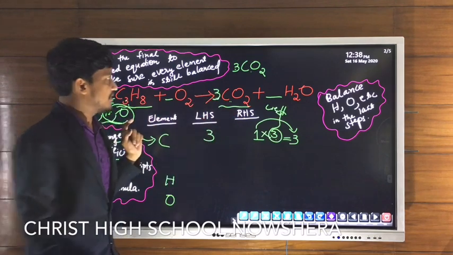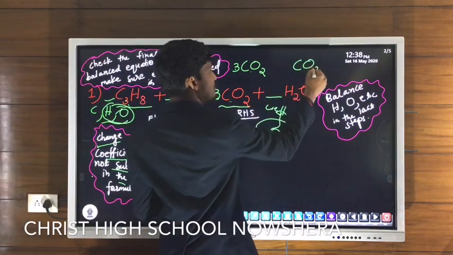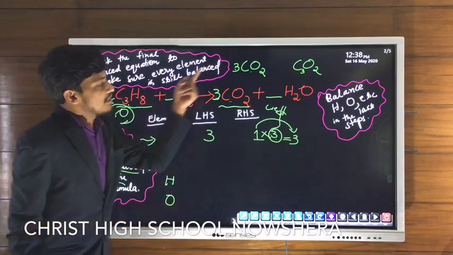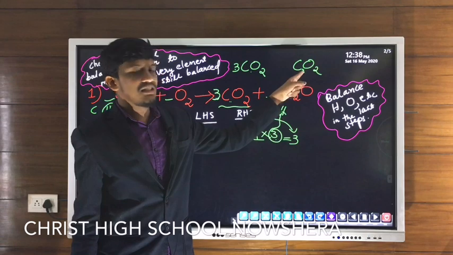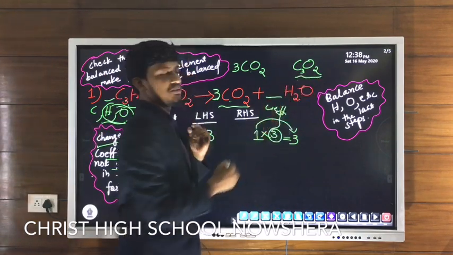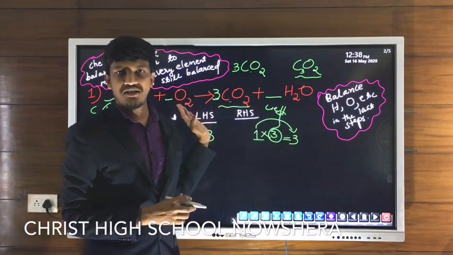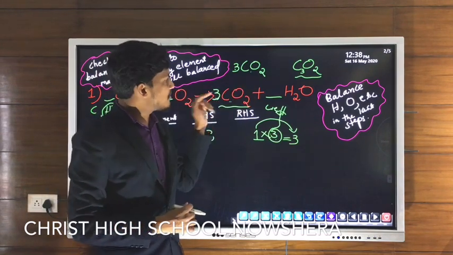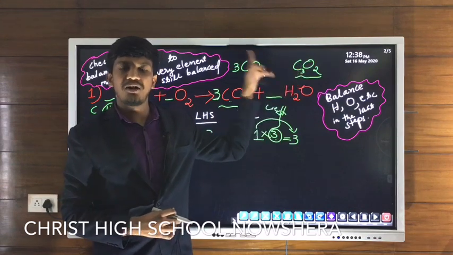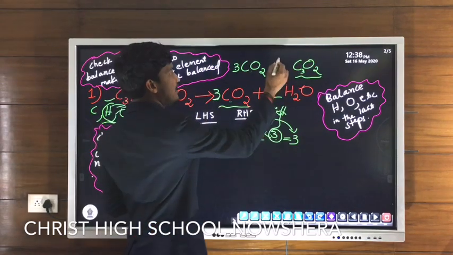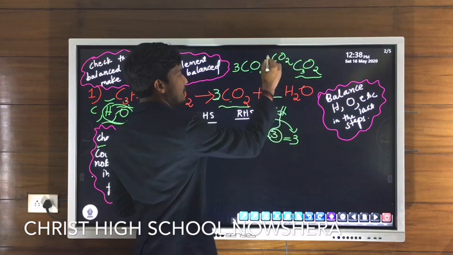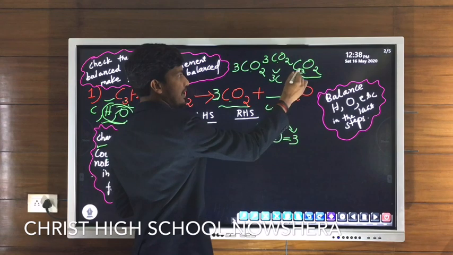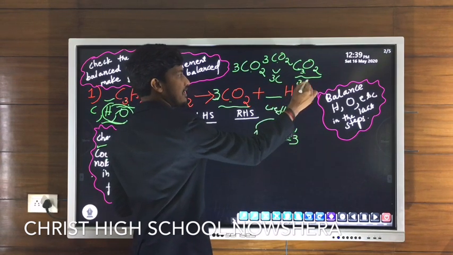Don't change the subscript. That means in the case of CO2 we could write 3 here, but that is wrong. Because if you write 3 here, then the formula will become C3O2. We cannot change the chemical formula of the reactants and products given. So it is not possible to change the chemical formula of a reactant or product. We can write only the coefficient. If you write 3 here, 3 into 1, 3 carbon atoms. And in this case also, if you write 3 here, C3O2, there will be 3 carbon atoms.